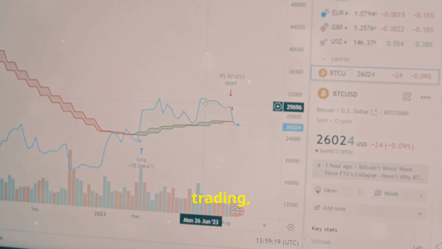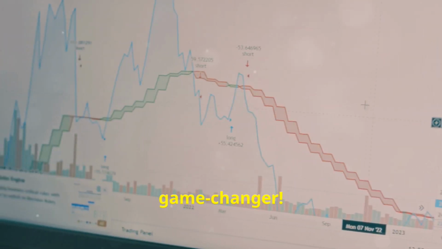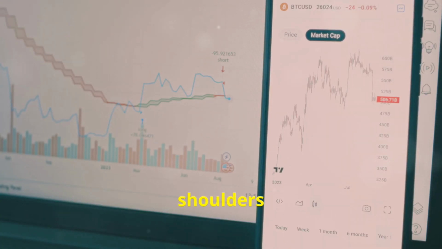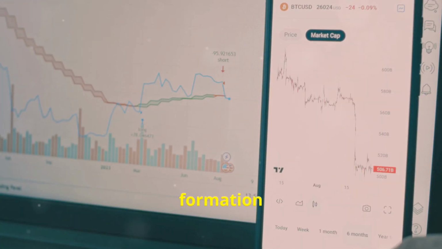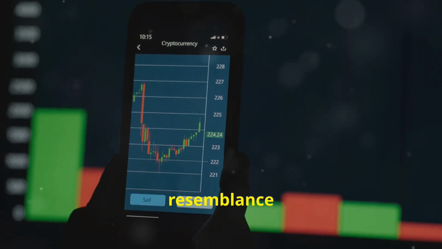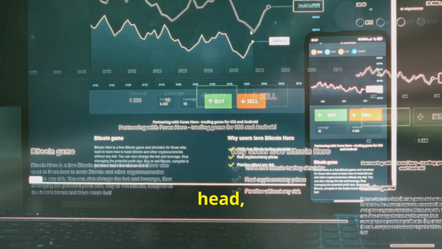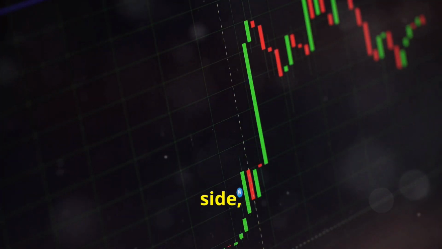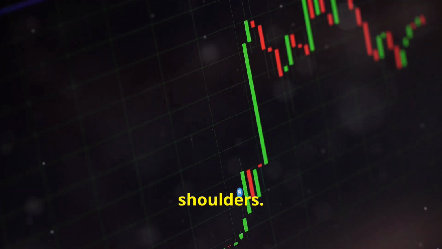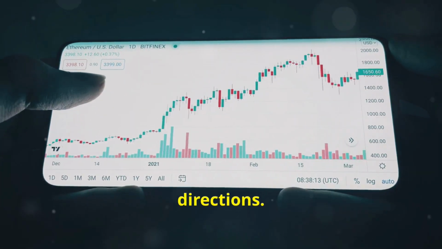If you're new to crypto trading, then you need to know about the head and shoulders pattern. It's a game changer. The head and shoulders pattern is a classic chart formation that signals potential trend reversals. It's named for its resemblance to a head between two shoulders. Imagine a price peak. That's the head, with two smaller peaks on either side. Those are the shoulders. When you spot this pattern, it often means the asset might switch directions.